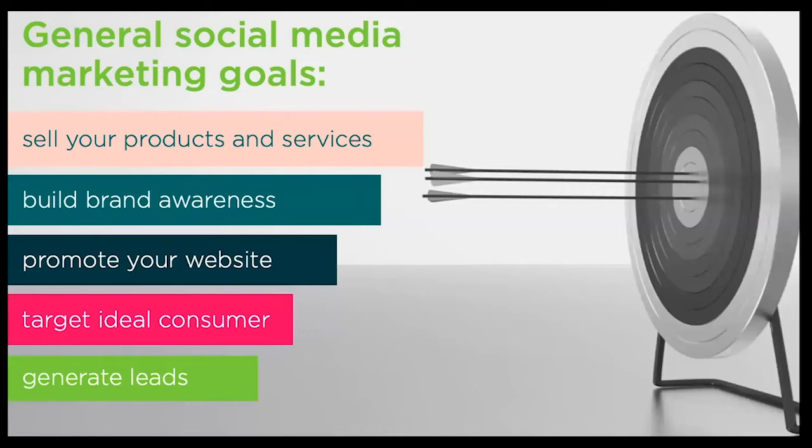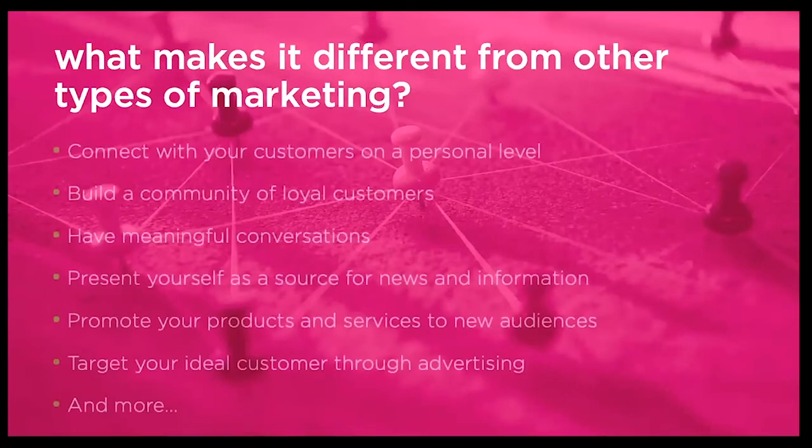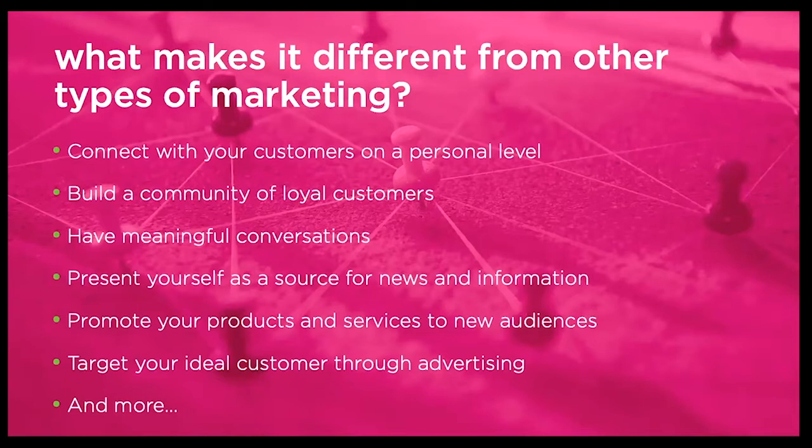Here are a few general social media marketing goals. To sell your products and services, brand awareness, promote your website, to target and reach your ideal consumer, and to generate leads. However, social media marketing also allows you to do much more than that. It allows businesses to interact with their customers like never before, surpassing the goals just mentioned to achieve the following. Connect with your customers on a personal level. Build a community of customers loyal to your brand. Have meaningful conversations. Present yourself as a source of news and information. Promote your products and services to new audiences you wouldn't normally reach. Target your ideal customer through advertising, and so much more. But the question remains, how do we achieve this?